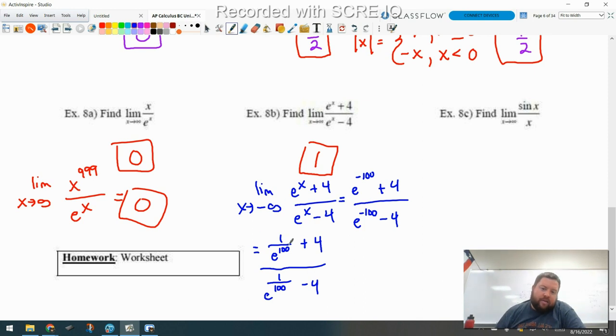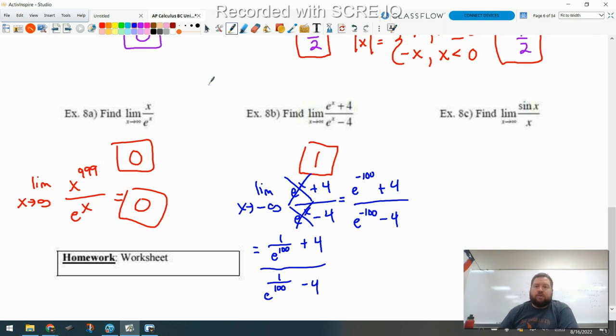And then what if I kept making that denominator bigger and bigger and bigger and bigger? Eventually this denominator would go to infinity. And if a fraction's denominator is going to infinity, that fraction is going to zero. It's getting smaller and smaller, and eventually it goes to zero. So if x was going to negative infinity, that would actually cancel out the e to the x's, because it would make that function smaller and smaller.